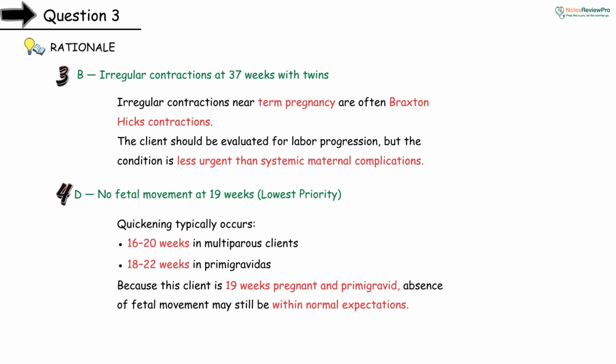Finally, option D, a primi gravida at 19 weeks who has not yet felt fetal movement. This may sound concerning at first, but this is actually within normal expectations. Quickening in first pregnancies often occurs between 18 and even up to 22 weeks, so this is the lowest priority.